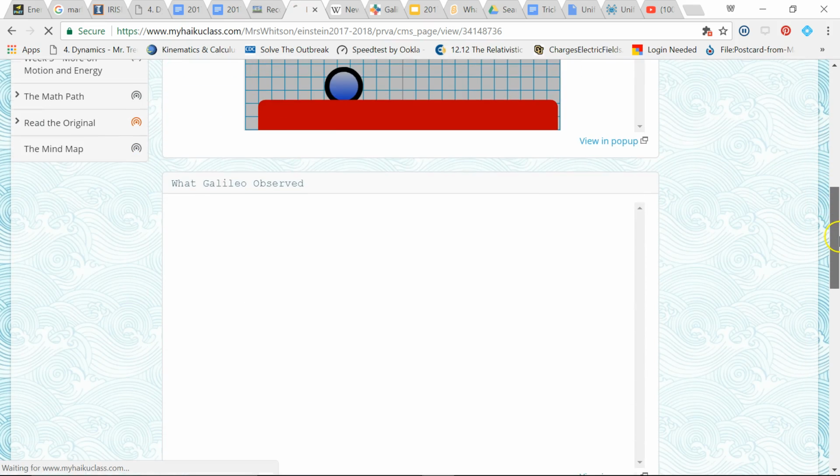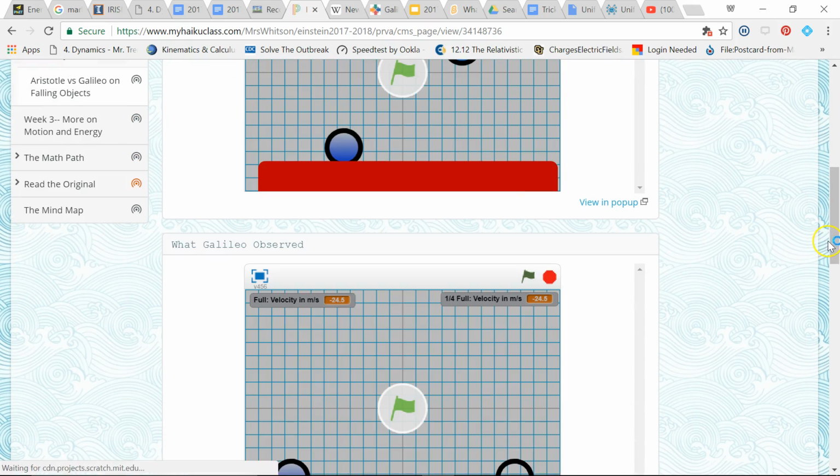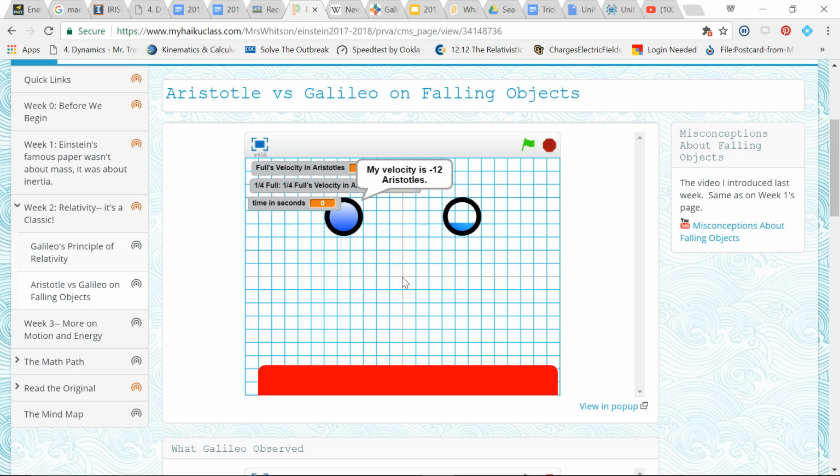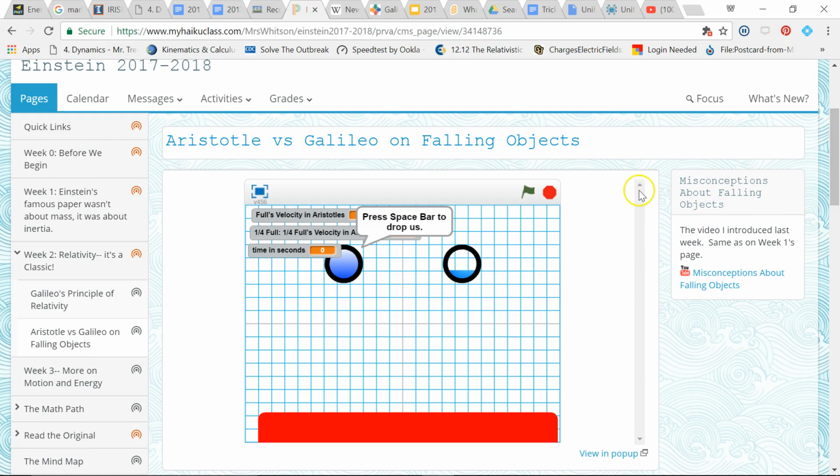Okay, these are two little simulations that I built in Scratch, and they have two spheres in them. And the spheres contain, one is full of water and one has about a quarter of the water in it. And that is similar to your homework where you're dropping a water bottle filled with water and a water bottle with 1/4 water. So the first is to see what Aristotle thought would happen and what he said did happen.